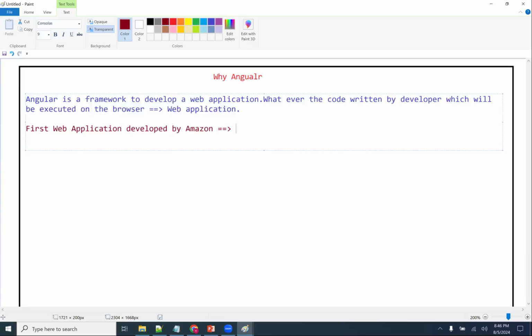We feel that Amazon is recent, but Amazon was there long back, and Amazon is a company that always experiments on new initiatives. The first web application was developed by Amazon in the year of 1985 to the 90s, that time. I'm not exactly sure on the timeline, but it's two decades back almost.